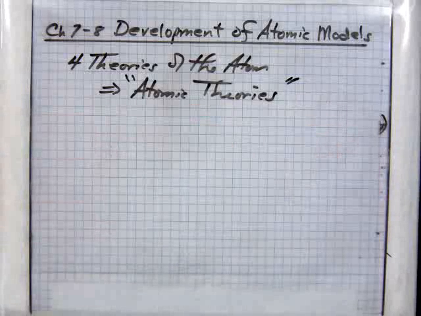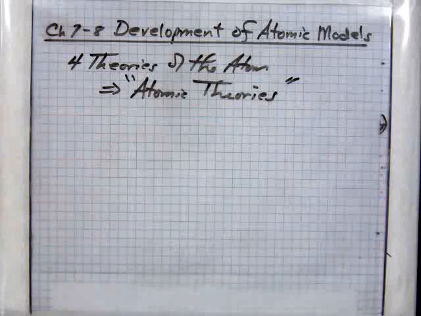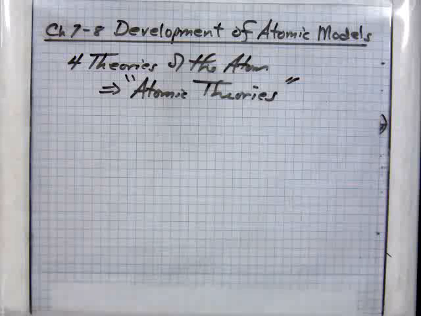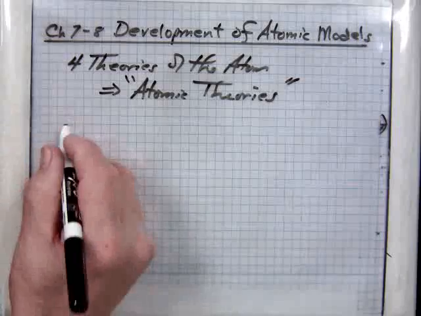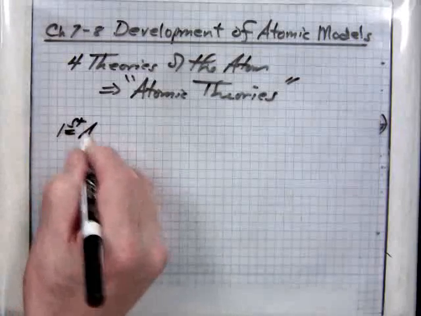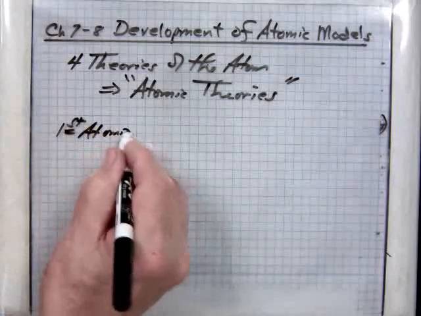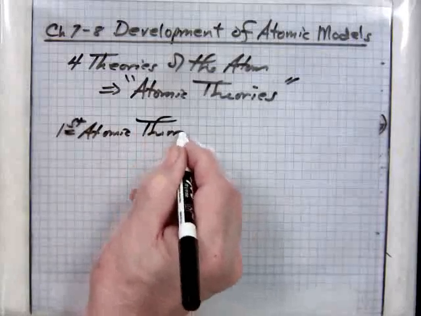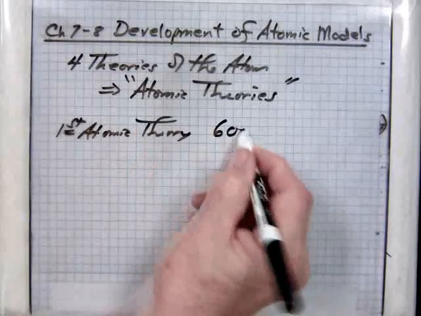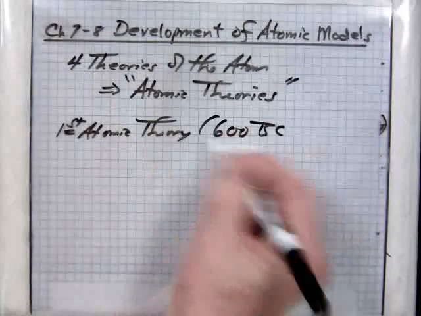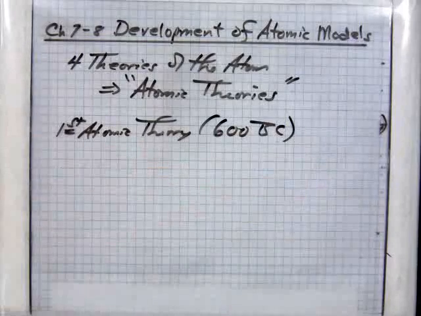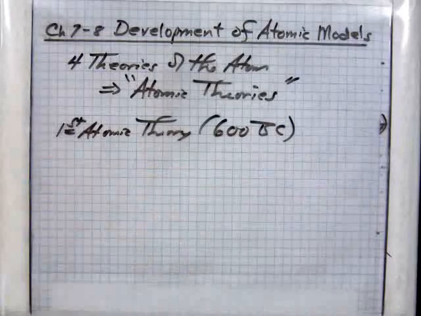Now, just to give you a bit of trivia, the first atomic theory that was actually published or made note of was made in 600 BC by Democritus. I can't spell that, so I'm not going to worry.